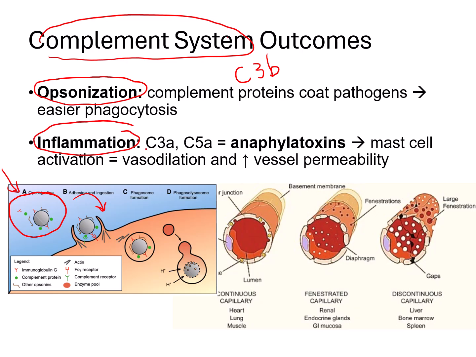So C3a and C5a act as anaphylatoxins. And what these do is activate mast cells that are found under the skin and mucosa, and that will trigger the release of histamine, which causes vasodilation and increases the permeability of our blood vessels.